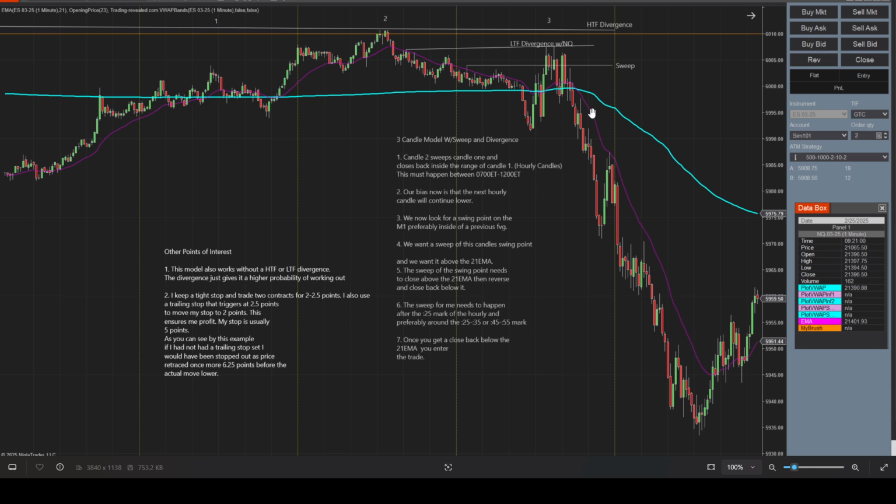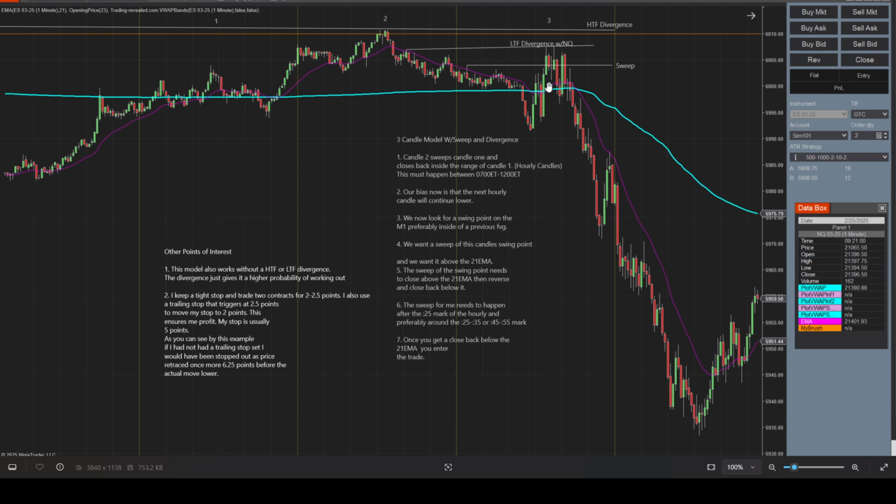So we've got three hourly candles. Hour 1, hour 2 sweeps hour 1 and finishes back inside the range or below the range of the first hourly candle. Then we're looking to trade the third candle. We're looking for a sweep above the 21 EMA that sweeps an intermediate term high and closes above the 21 EMA. And that needs to happen after the 25-minute mark of the hour.